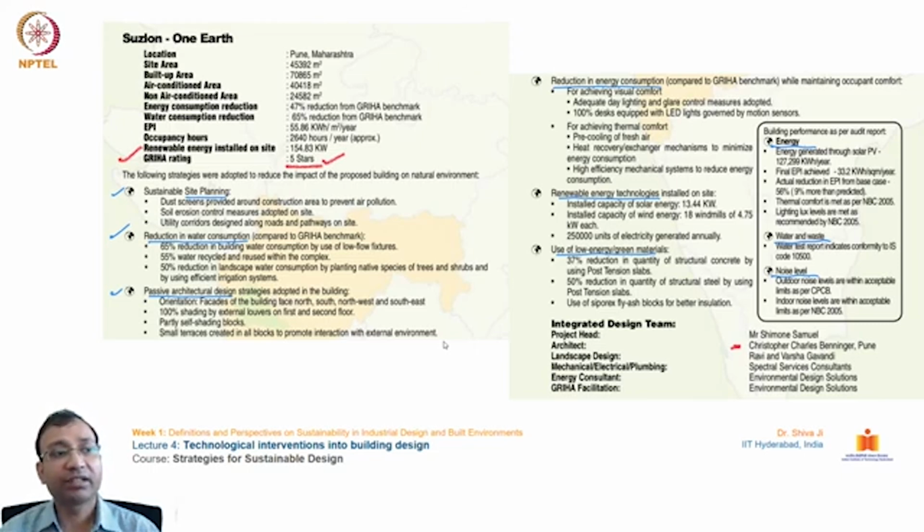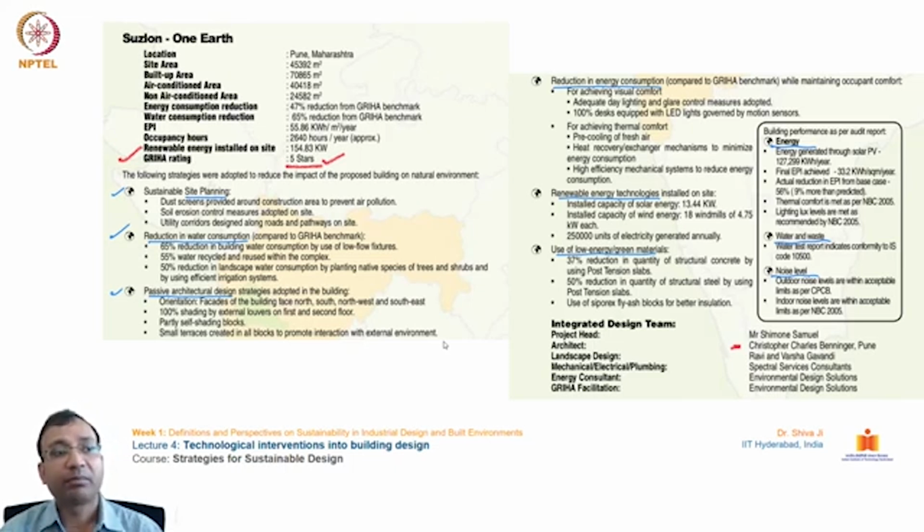Next strategy, you can see the designers have utilized passive architectural designs and strategic systems. By orienting the facades of the buildings to the north, south, northeast and southeast, they have minimized the heat load on the building, with 100% shading by external louvers on the first and second floor. These louvers are traditional features in our vernacular architecture, which we just saw in the previous slide of Gujarat.